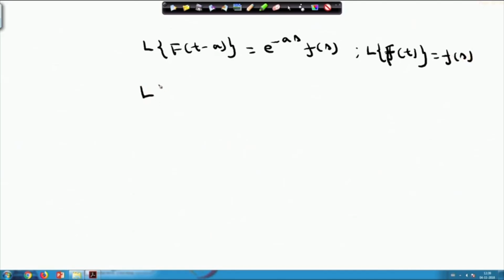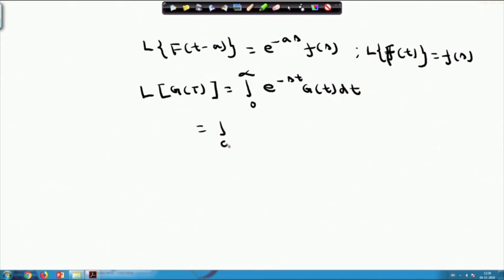Now, from the definition, let us start with the Laplace transform of g(t). The Laplace transform of g(t) is the integral from 0 to infinity of e^(-st) g(t) dt. I have to break it into two parts, 0 to a and a to infinity, because your function is defined for t greater than a and t less than a. In 0 to a, the function is 0, so this part will be 0, and the other part will be the integral from a to infinity of e^(-st) f(t - a) dt.